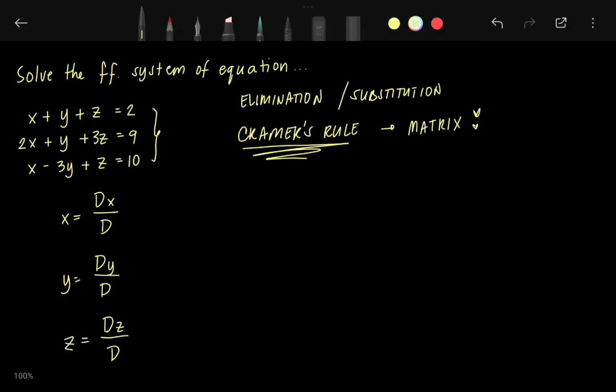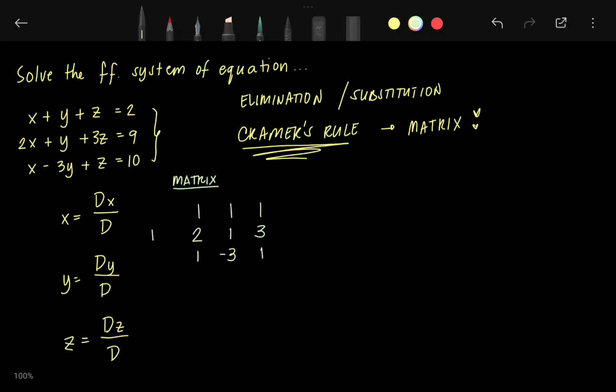So, we make a matrix. What we do with the matrix is we align all the coefficients of each of the terms, for example x, y, and z. The coefficients of x is 1, y is 1, and z is also 1. In the second equation, the coefficient for x is 2, 1 for y, and 3 for z. Lastly, I have 1, negative 3, and another 1 for the last equation. The solutions are 2, 9, and 10.